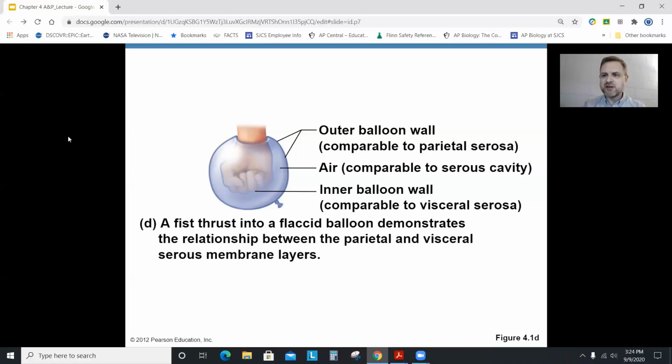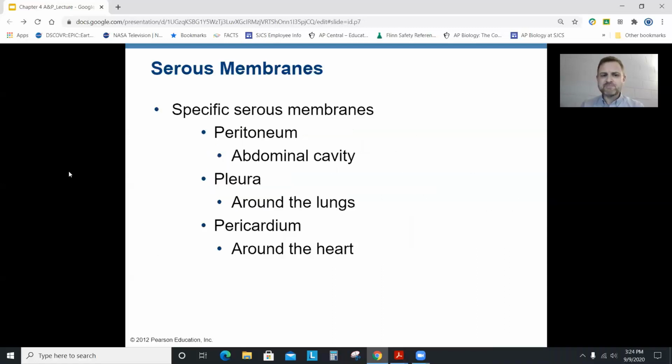This is what serous membranes are like. In this example, between the two is air, the air of the balloon. But in your body, between the two would be serous fluid. It would be a very, very, very thin layer of fluid.